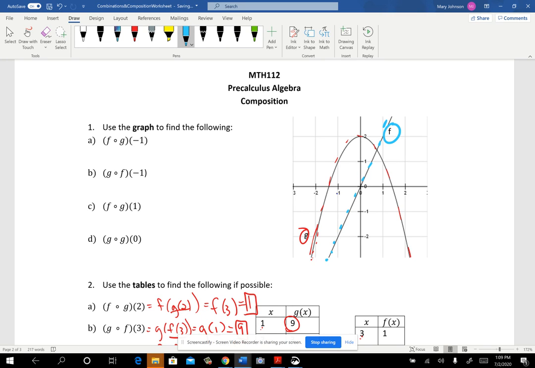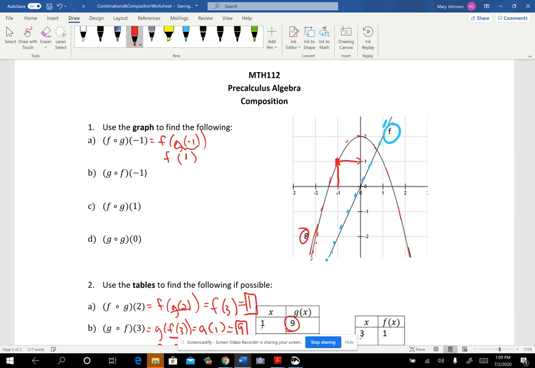Okay, so if I needed to do f of g of -1, I would go to the g function, which is the parabola. I'd think about -1 being an x, and I'd find out what's the y value on the parabola that has an x value of -1. And so that would be 1.